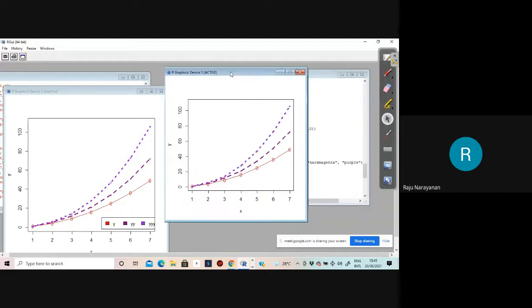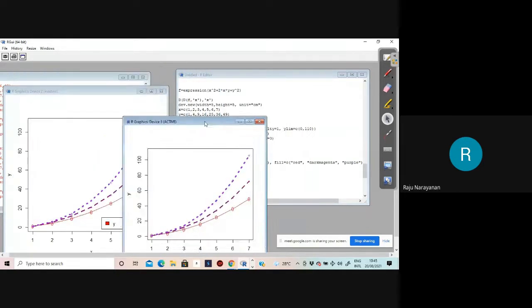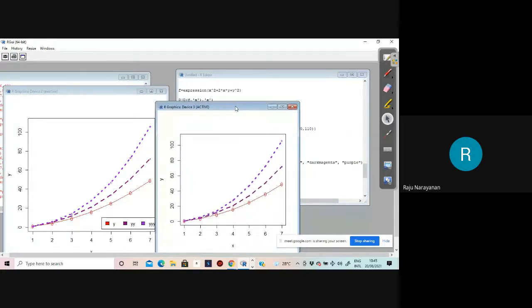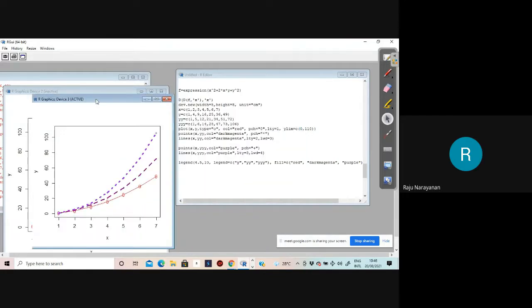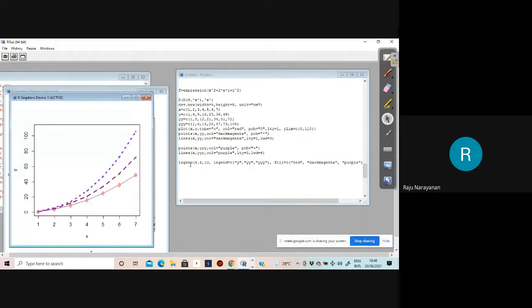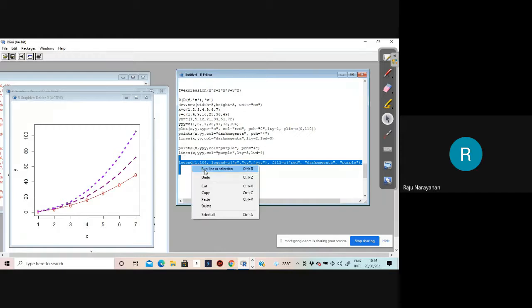Yeah, it will go to the next screen. Device 3 is active now. Any change in the size of the graph? Yeah, surely. The height is reduced a little bit. Now you can put legends. Legends, I prefer top. Top is working well, and x-axis and y-axis.